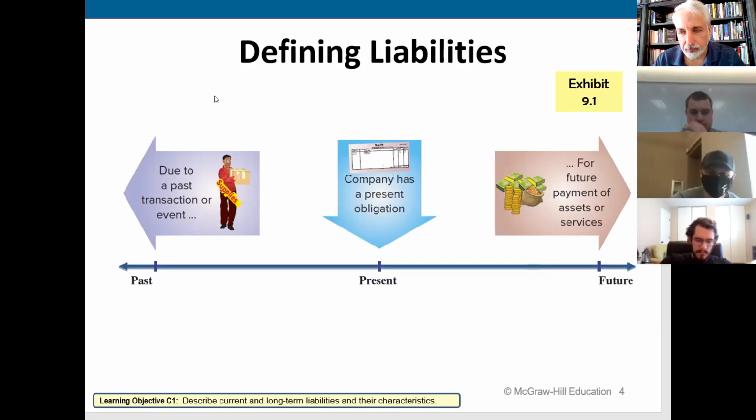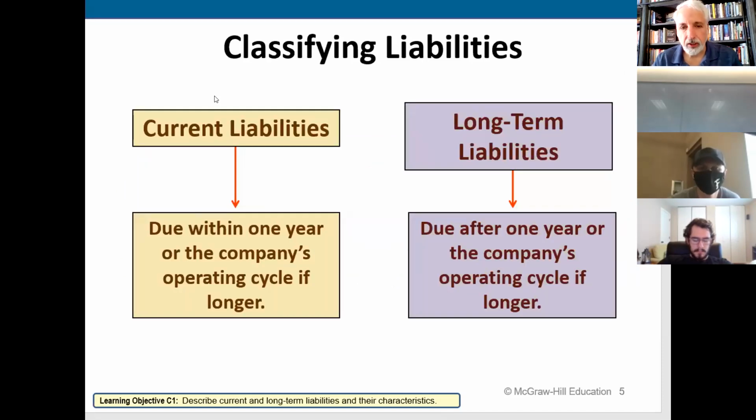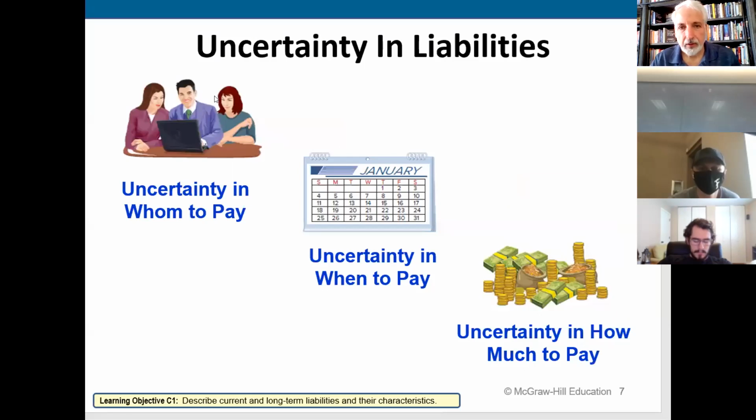So if we've got a concert or a football game, we got tickets we sold, the airline sold plane tickets, the game hasn't been played, the flight hasn't been executed, taken off and landed safely, then we still have a liability. We have unearned revenues that show up as a liability. And let's look at some of the other liabilities that go with that. So we have current, due within 1 year of the company's operating cycle, whichever is longer, and we're going to assume 1 year for most everything we do. And we got the long-term stuff that goes with that. Uncertainty regarding liabilities: who do we pay, when do we pay it, and how much do we pay it? Those are the 3 questions to answer.